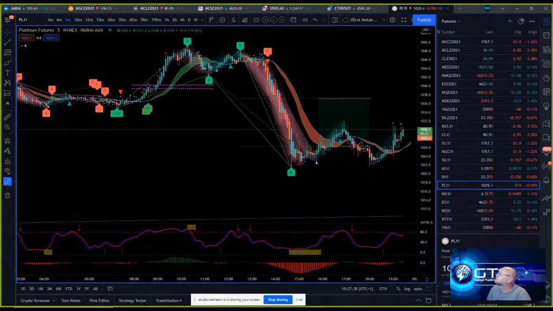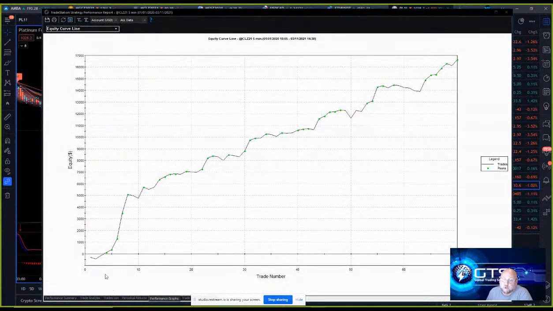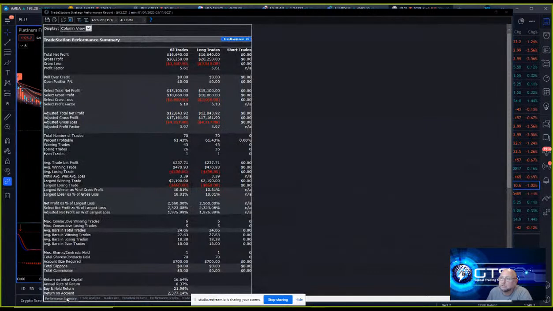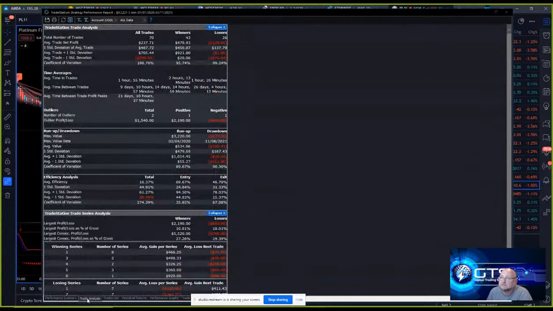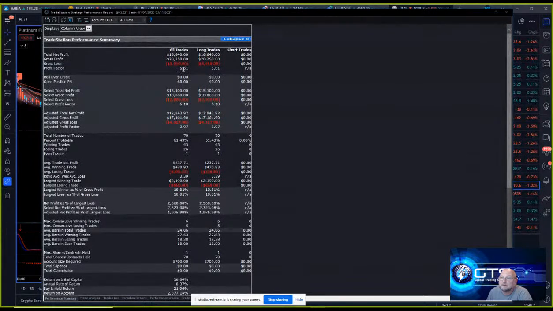I'm just going to show you the profit factor on the oil auto trader right now. So that's the equity curve for oil. Starting at $1,000, it's at 16,500 bucks right now. Performance summary. Profit factor 5.61 on the auto trader for oil. It's a license to print money.